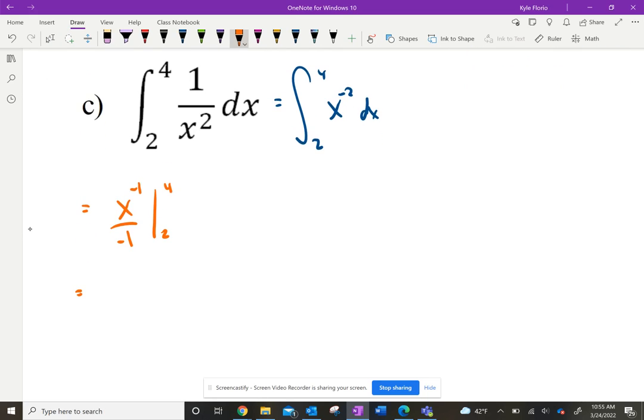I'm going to rewrite it now. This is the same thing. I can bring the x to the -1 downstairs and it becomes x to the +1. And that negative is just going to keep it negative.